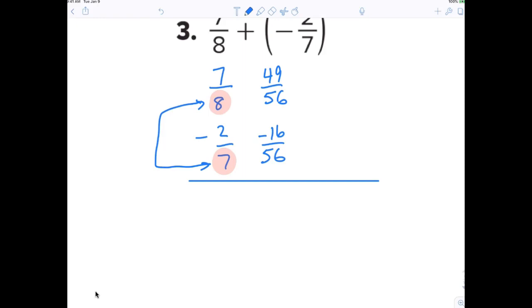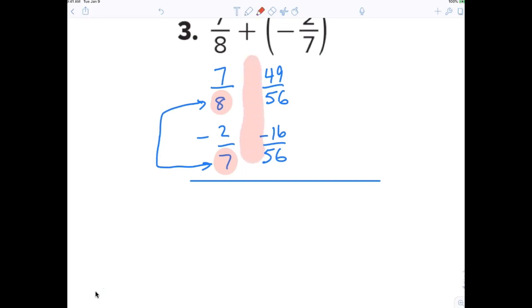Read me the problem real quick. Look up on the board. What does this say? Read the problem. Right? No, not plus. We just want to say 49 minus 16. You see what I'm saying? So what's 49 minus 16?